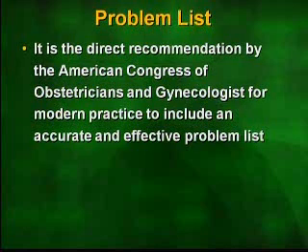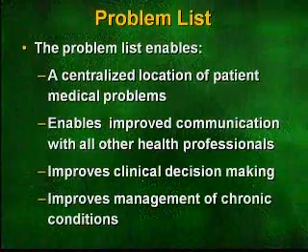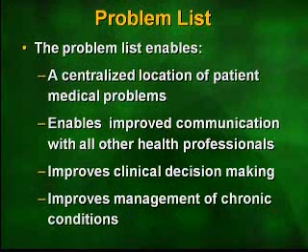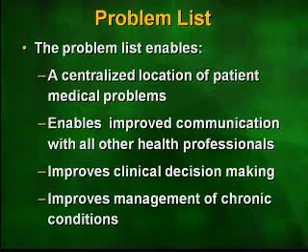We want to make sure that everybody understands that the problem list enables us to have a centralized location for a quick look at what the overall problems and conditions for that patient are. It will improve our communication with each other, and it will help our clinical decision making so that we can see that at a quick glance, and we won't miss the DVT that happened 5 years ago because it'll be on that page. It'll improve the management of chronic conditions by having this.